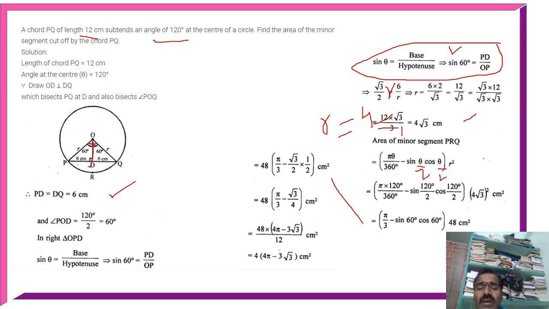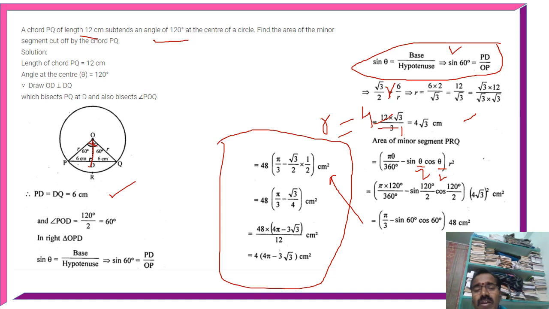This is the continuation of this step, students. This is the final answer. Remember this continuation. 48 into pi by 3 minus sin 60 cos 60. Sin 60 value we know is root 3 by 2, and cos 60 is 1 by 2. If we substitute, we get 48 into pi by 3 minus root 3 by 4 centimeter square. This is the area of the minor segment. After multiplying each and every term, 12 is the LCM. So we get 4 pi minus 3 root 3 by 12. 12 1s are 12, 12 4s are 48. This is the final answer.